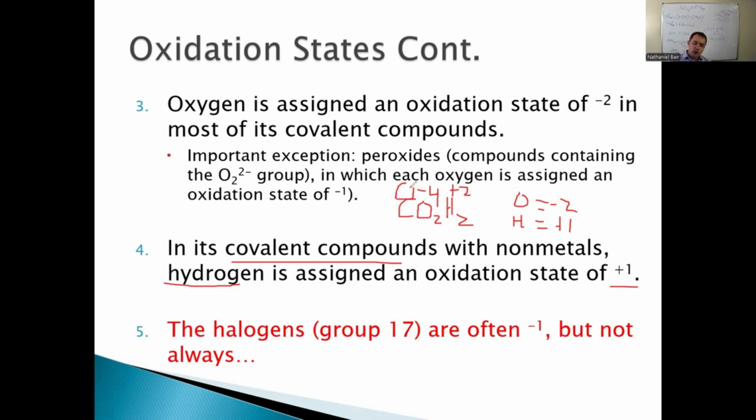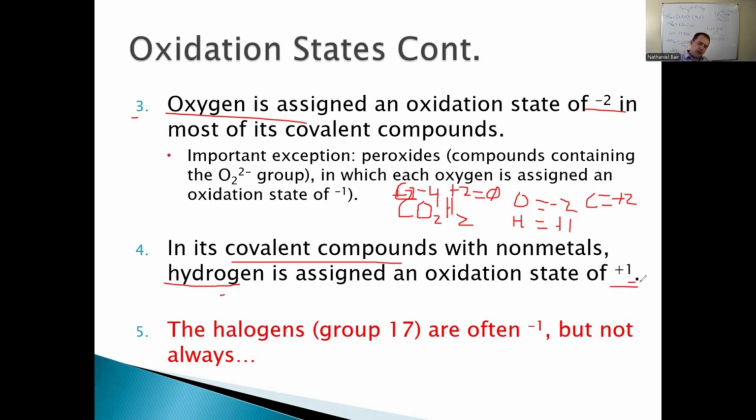So what must the carbon be? Well, at the end of the day, this is a neutral thing, so it's got to add up to 0. So what is -4 + 2? Well, the carbon must be +2. This carbon must be in the +2 oxidation state. So by assuming that oxygens are -2 and hydrogens are +1 in covalent compounds, you can usually figure out the oxidation state of everything else.